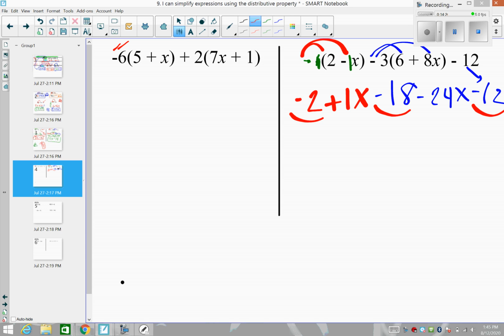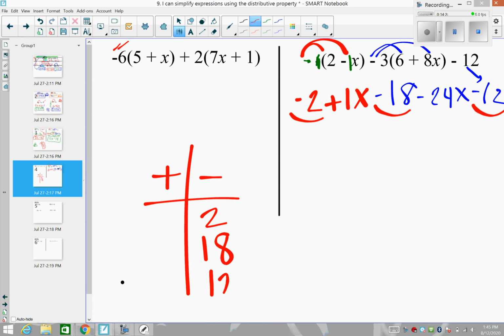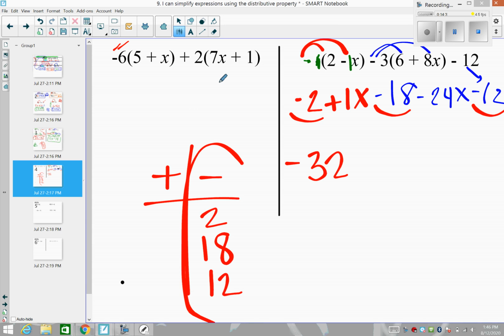They all happen to be on team negative. It looks like negative 2, negative 18, and negative 12. All of those. So that gives me negative 32 on team negative. I will highlight those in case you're having a hard time seeing it. So all the integers end up on the same team.